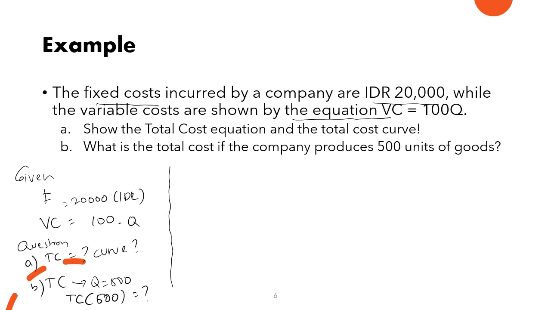Right. Now, for A, TC is equal to fixed cost plus variable cost. Just fill in. We have F here, 20,000, and then variable cost is already given as 100Q. So the variable cost per unit is how much? Yes, it's 100. 100 per unit. Now you see here, this is a linear equation with a slope of 100.